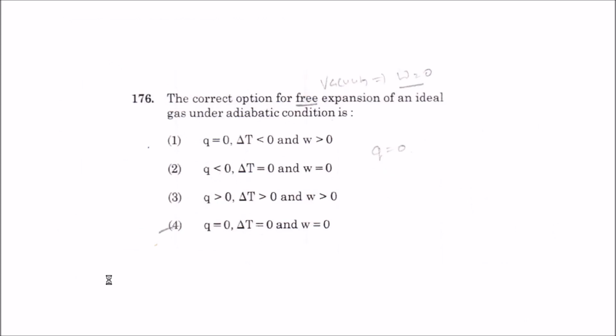Next one, question number 176. The correct option for free expansion of an ideal gas under adiabatic conditions. We know adiabatic condition means at first Q is equal to 0. So Q should be equal to 0, and we can eliminate 2 options straight away here. Then it mentions free expansion. You know that's in vacuum, and in vacuum, work done should be taken as 0. So W should be equal to 0.